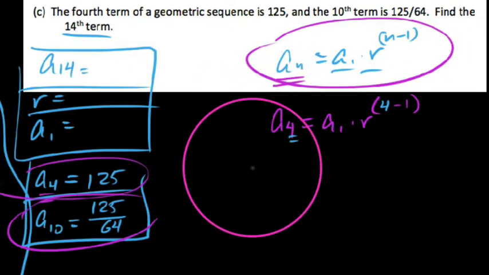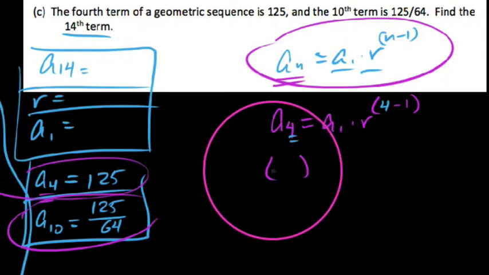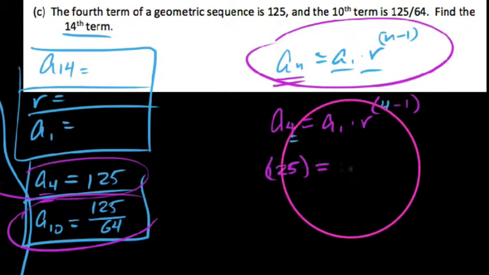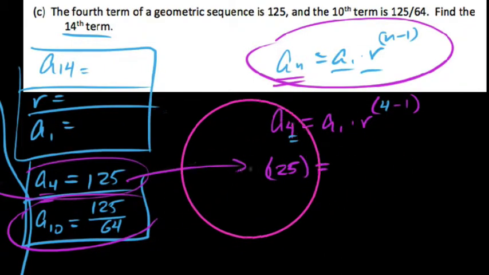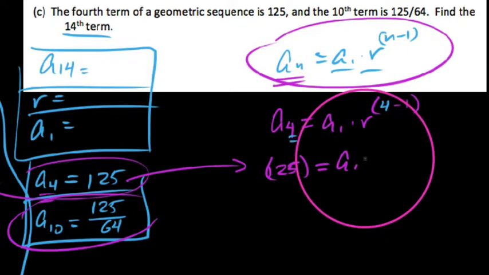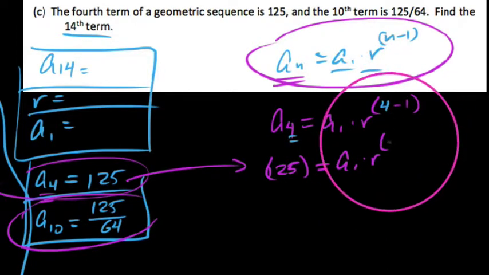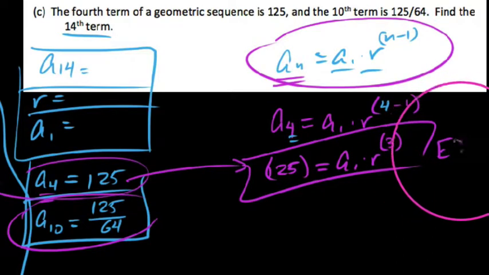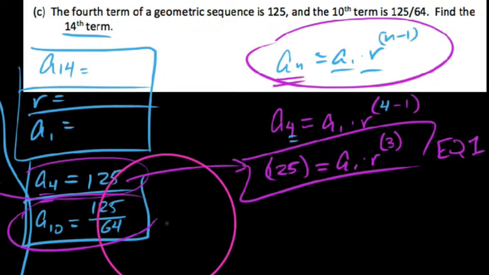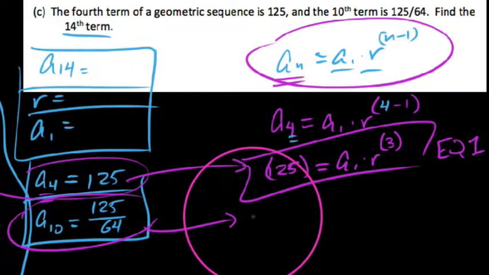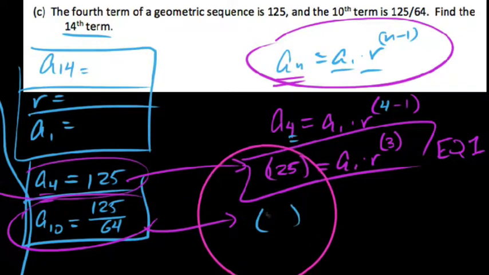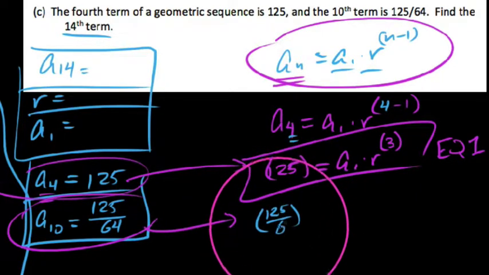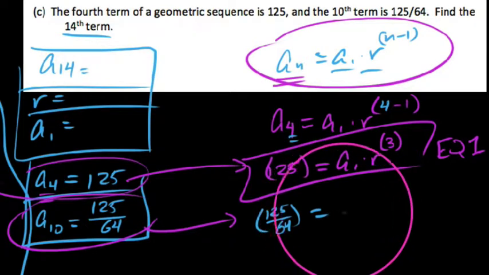I'm going to fill in a4. Actually, we know a4, so next time I plug in something here, I'm just going to fill it in directly. We say 125 was our an, and that was true when n was equal to 4. You can see how we just get a 3 here. I'm going to put a box around this. This is our equation 1. Then our second equation we get by plugging in directly that our an is 125 over 64. It's a fraction, oh well.